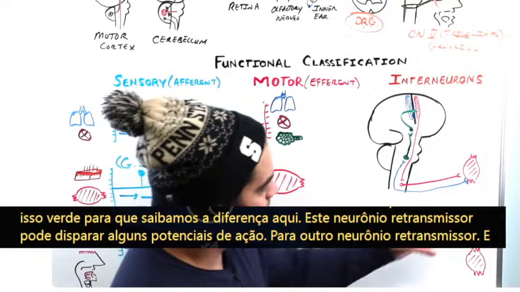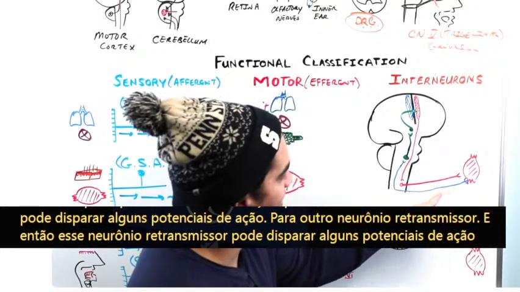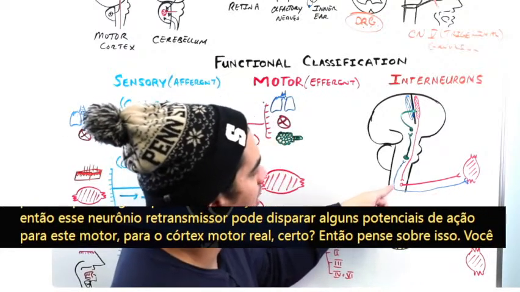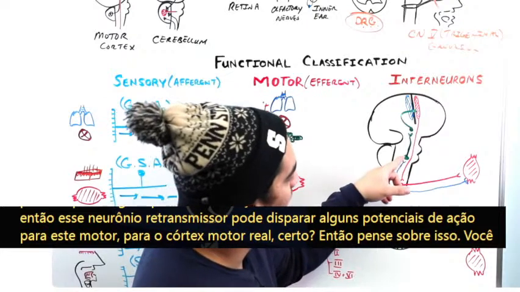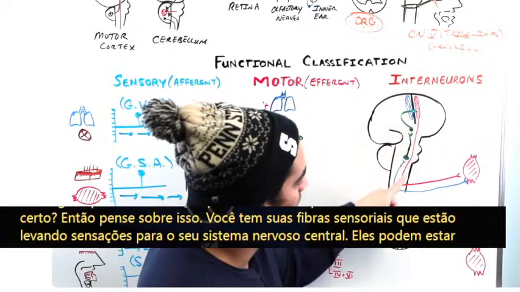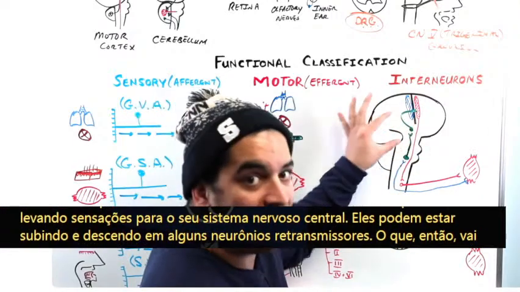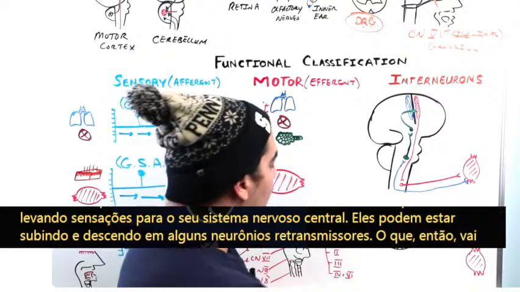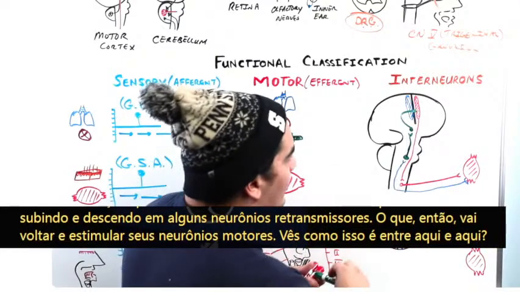So think about this. You have your sensory fibers, which are taking sensations into your central nervous system. They may be going up and then dropping off on some relay neurons, which will then go back and stimulate your motor neurons. You see how that's in between here? That's called your interneurons.